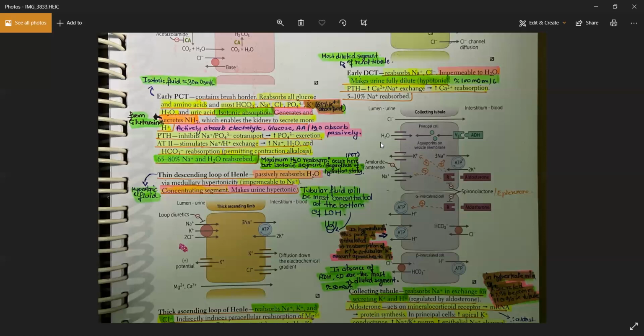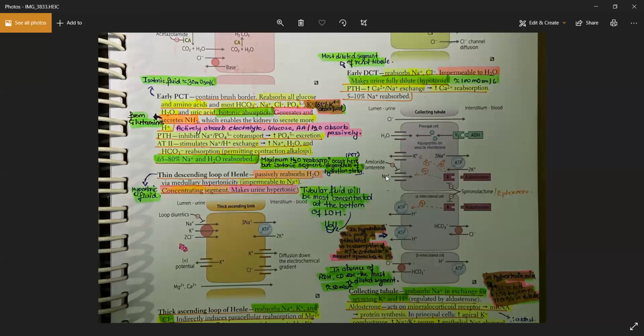And note that this water is free water, no sodium. While whenever you have a RAS activation, whenever you have aldosterone, it will always cause the reabsorption of both sodium as well as water along with it.